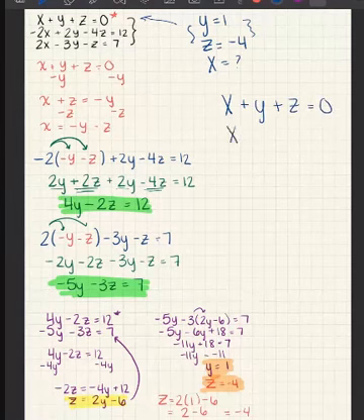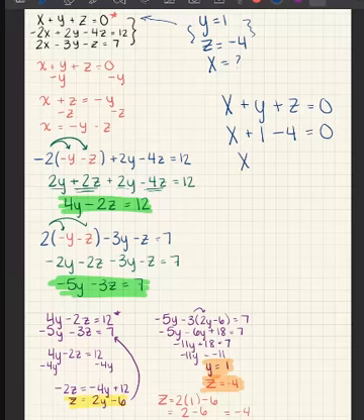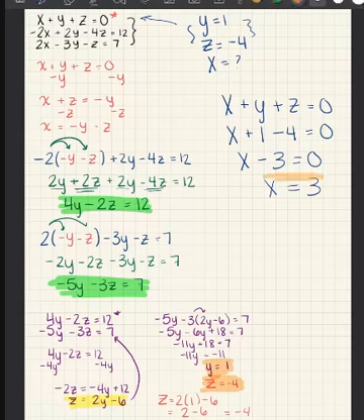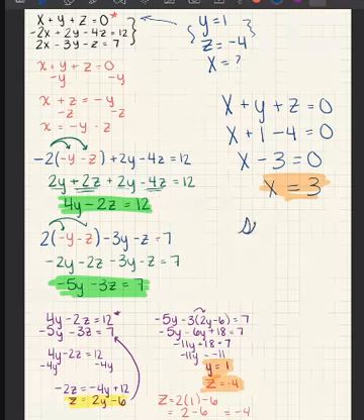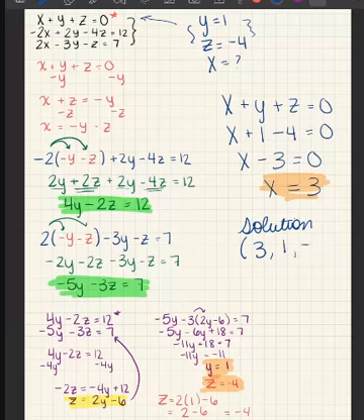I know I don't know x yet. We'll leave it as an x. I know that y is 1. I know that z is negative 4. x minus 3 equals 0. x equals 3. That gives me the point now where I have all 3 of my pieces. I can come here and say that my solution is 3, 1, and negative 4.